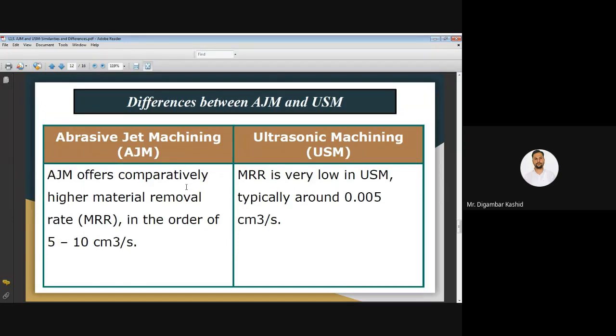That is not for all the materials. Material to material, the removal rate is going to change. But in case of ultrasonic machining, material removal rate is very low, typically around 0.05 cubic centimeter per second.